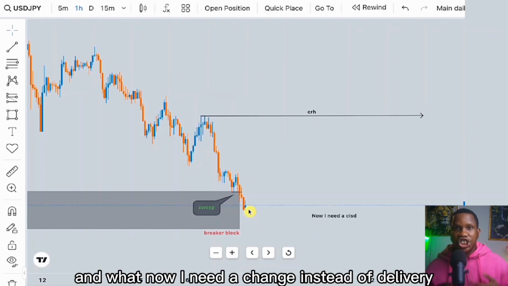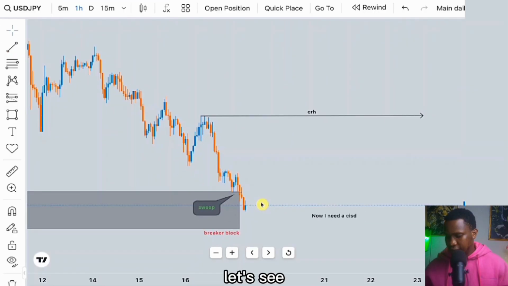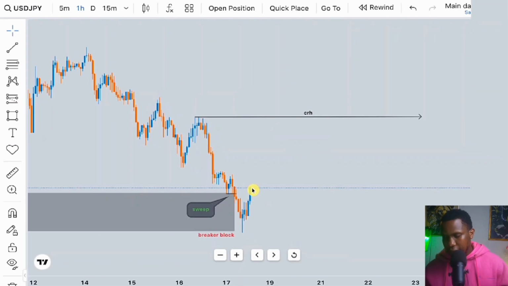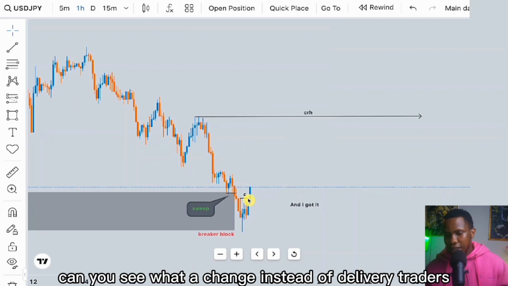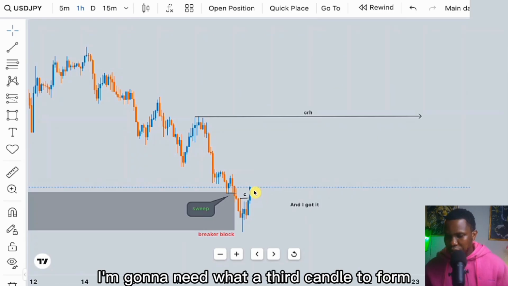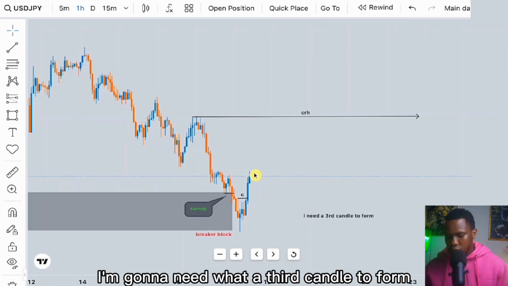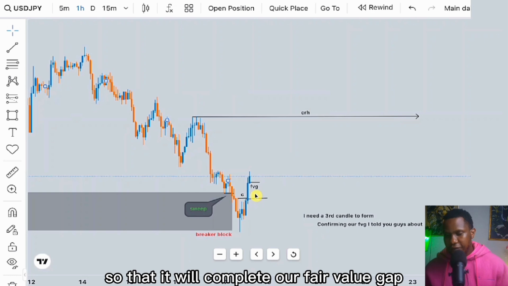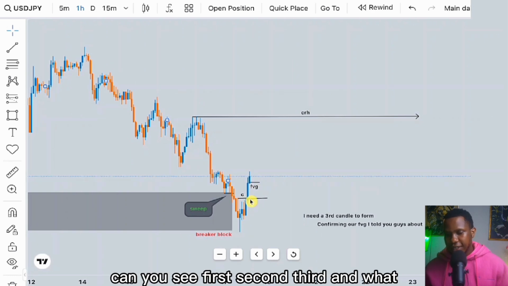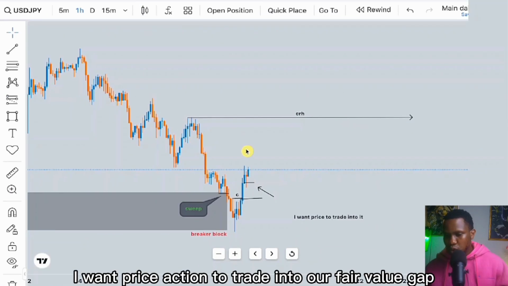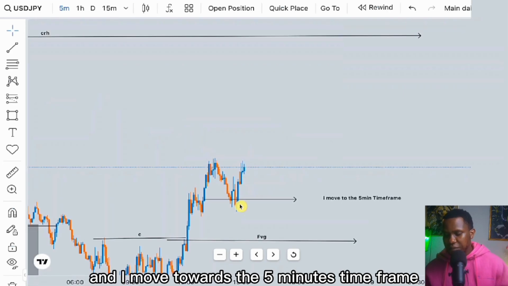Now I need a change in state of delivery. Let's see. Okay, can you see what a change in state of delivery traders? I'm going to need a third candle to form so that it will complete our fair value gap. Can you see? First, second, third. I want price action to trade into our fair value gap, and I move towards the 5 minutes time frame.